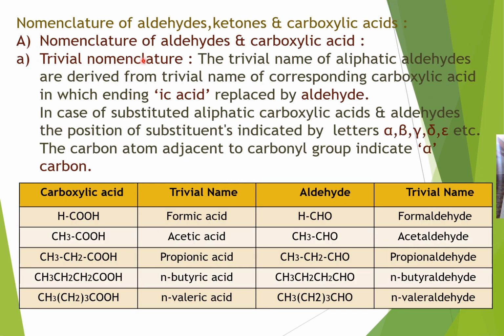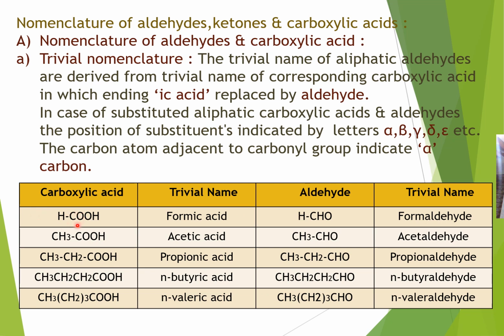So, nomenclature of aldehydes, ketones and carboxylic acids. Nomenclature of aldehydes and carboxylic acids. First, trivial nomenclature. The trivial names of the aldehydes are derived from the trivial names of the carboxylic acids, in which the ending "ic acid" is replaced by "aldehyde". In the case of substituted aliphatic acids and aldehydes, the position of substituents is indicated by alpha, beta, gamma and delta. So the carbon atom adjacent to the carbonyl group is alpha. The carbon atom attached to the carbonyl group indicates the alpha carbon.